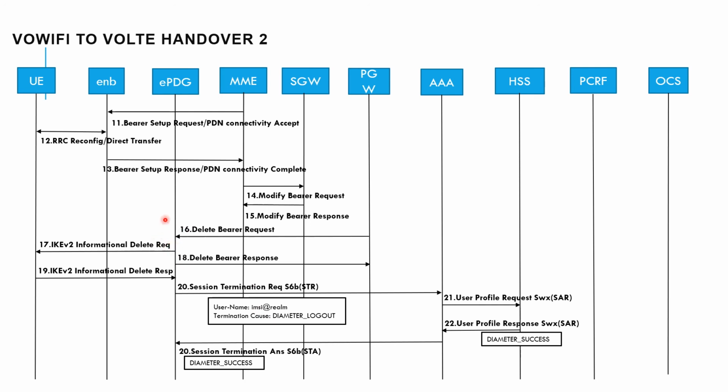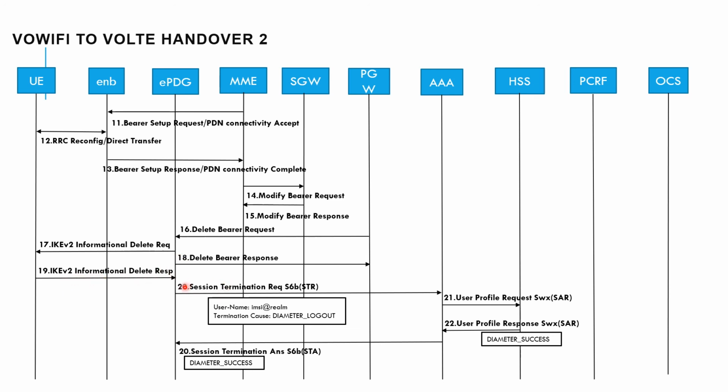The EPDG also has to delete the IKE information which was set up for setting up the IPsec tunnel between the UE and the EPDG. So it deletes the IPsec information using the IKEv2 information delete request message. Then the EPDG sends a delete bearer response back towards the S gateway, and also the UE acknowledges this information deletion using the IKEv2 information delete response message.